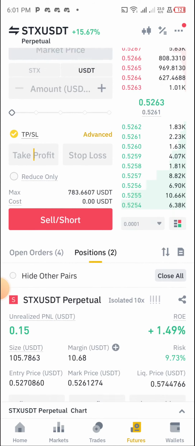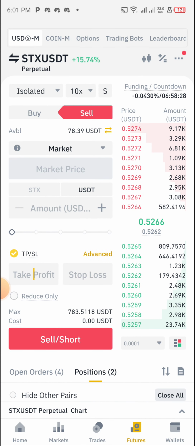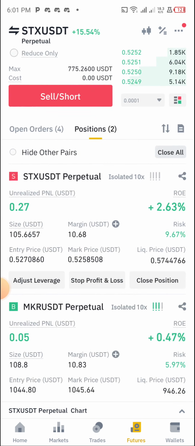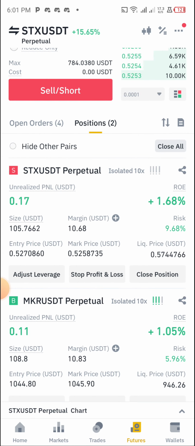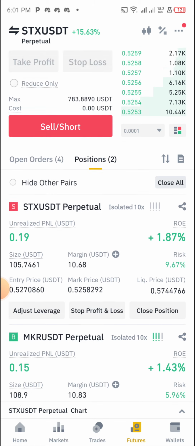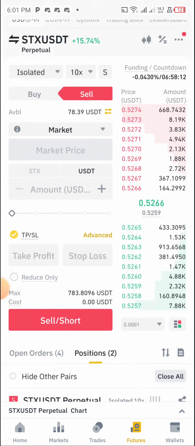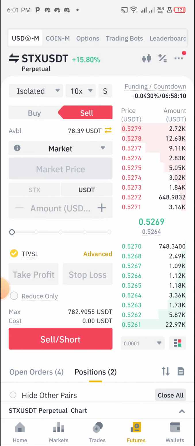So this was on isolated. Now, if you want to do it on cross, it's just the same thing. But if you are doing it on cross, your portfolio size has to be large, like from $2,000 upwards. So basically this is how futures works. Now you understand margin, you understand leverage. Basically, that's all you need to understand when you are trading futures.